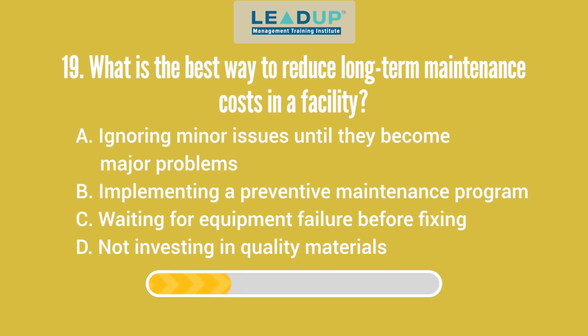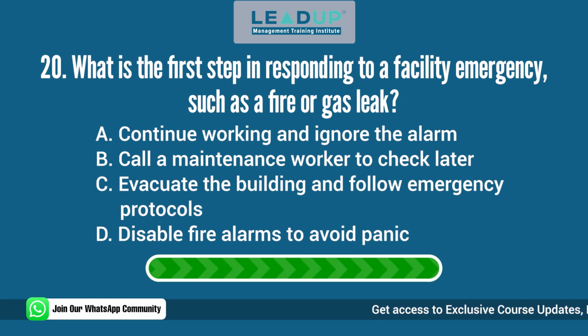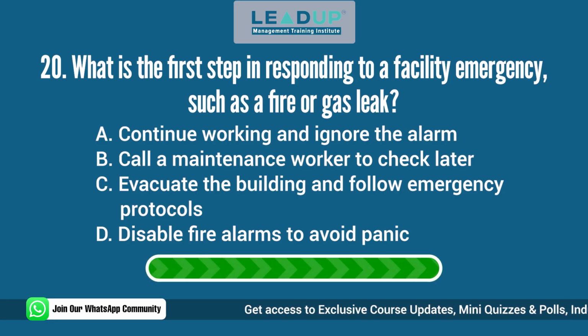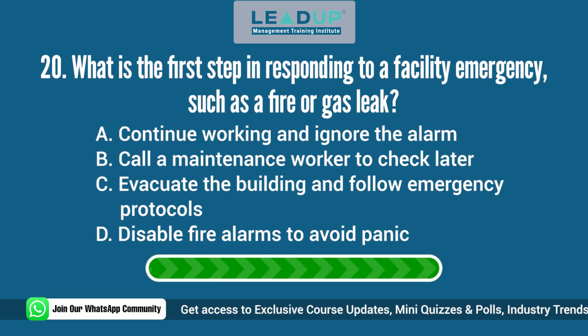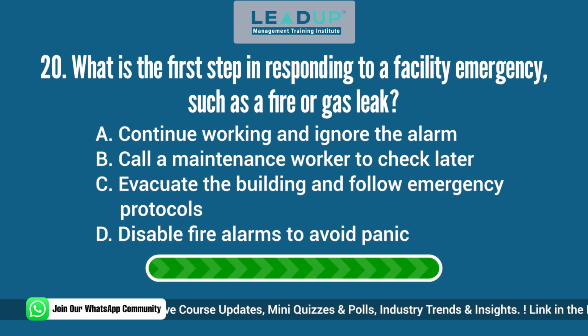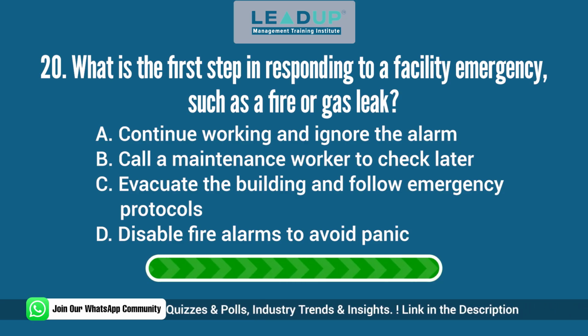Answer: implementing a preventive maintenance program. Question 20. What is the first step in responding to a facility emergency, such as a fire or gas leak? A. Continue working and ignore the alarm. B. Call a maintenance worker to check later. C. Evacuate the building and follow emergency protocols. And D. Disable fire alarms to avoid panic.